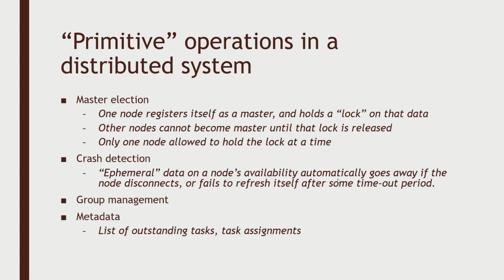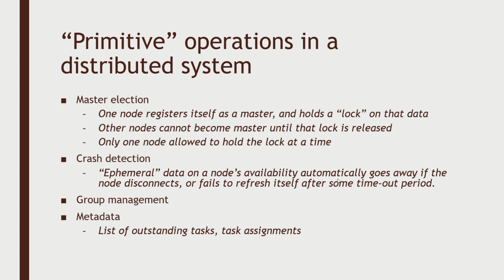So we talk about primitive operations when we deal with these sorts of failure modes. There are certain basic tasks that a system like ZooKeeper has to take care of. One is the master election that we talked about, making sure that only one node at a time is the master, detecting crashes or other sorts of failures of communication. So we can deal with that by having ephemeral data on a node's availability that automatically goes away when that node disconnects or fails to provide a heartbeat over some certain time frame.